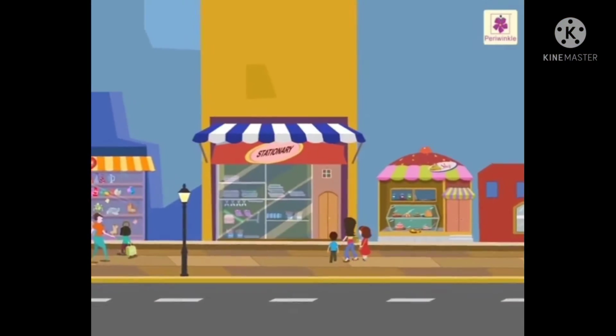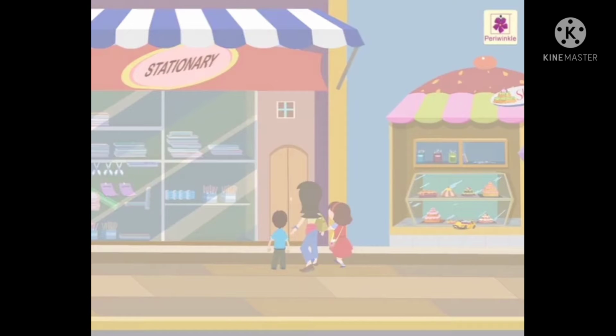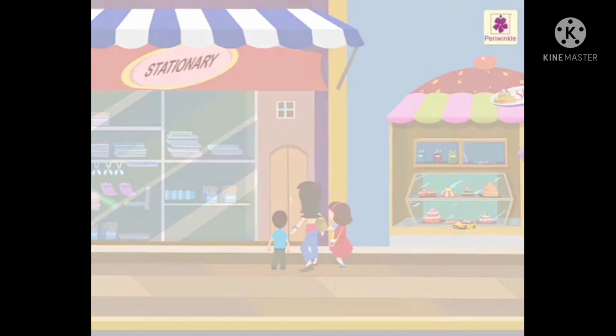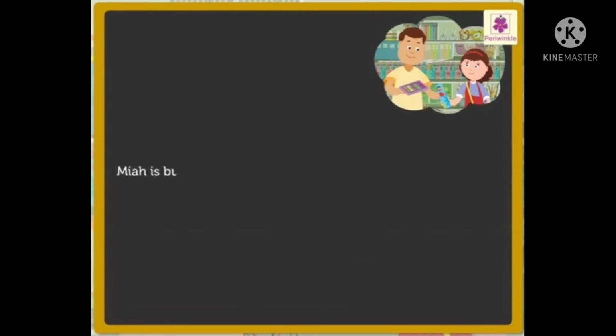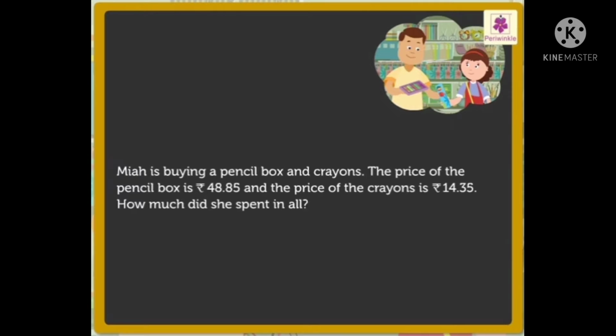Okay, and now watch the children in the video. Mia and Mark are going shopping. Let's join them and learn addition of rupees and paise. Look, Mia is buying a pencil box and crayons. The price of the pencil box is 48 rupees 85 paise and the price of the crayons is 14 rupees 35 paise. Now, let's see how much she spent in all.